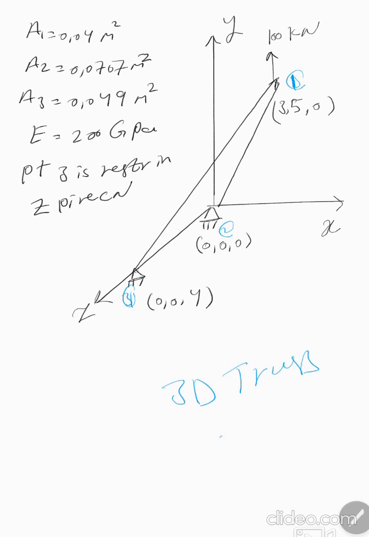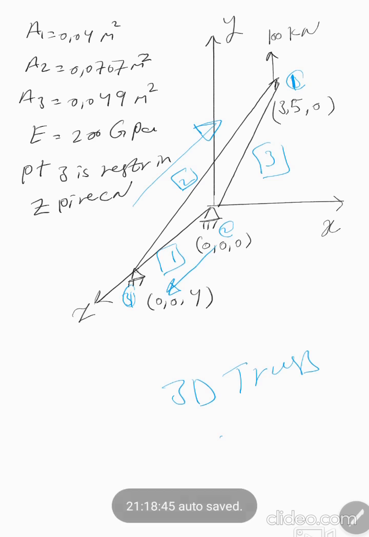The direction and the number of members is up to you. For me, I will use this one as member number 1, this as member number 2, and this as member number 3. And the direction looks like this for member number 2, for member 1 it looks like this, and for member number 3 it is this one.